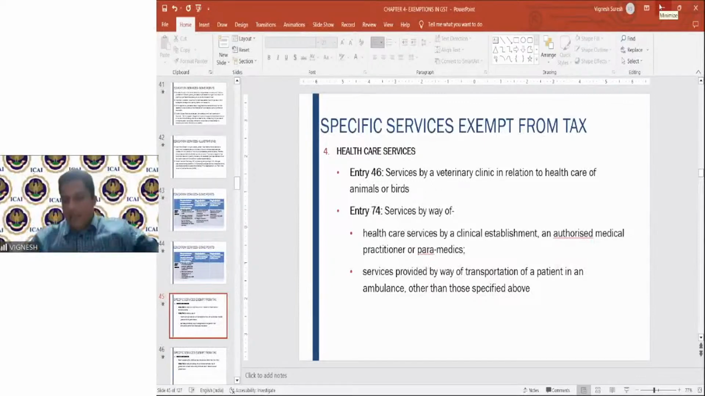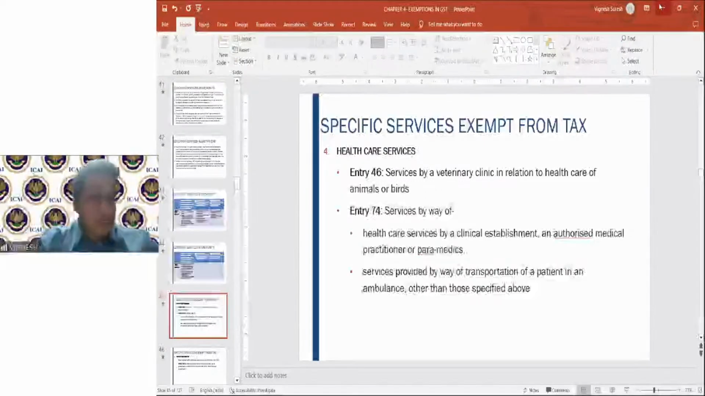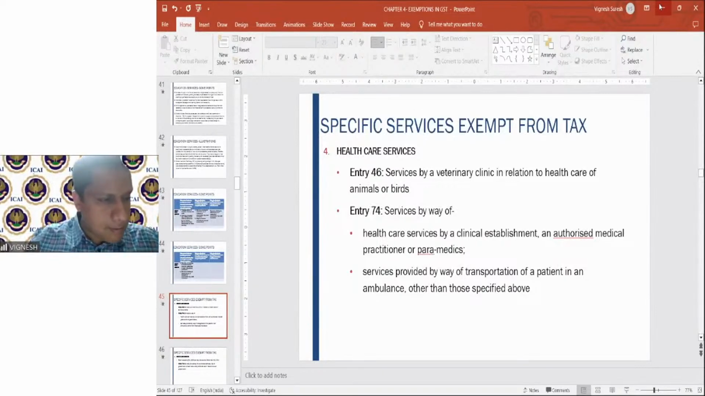Then, healthcare services. Any further questions before we move to healthcare services? Services by a veterinary clinic in relation to healthcare of animals or birds. Self-explanatory, if any veterinary clinic provides services in relation to healthcare, it is not subject to GST, it is exempt.